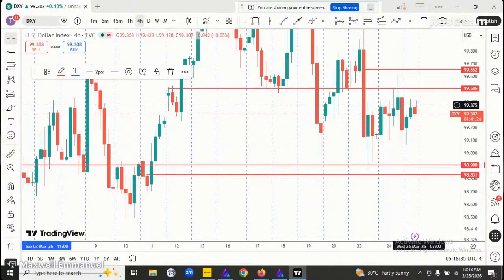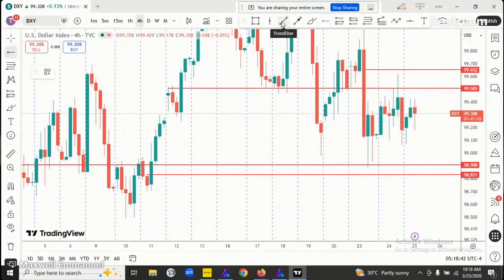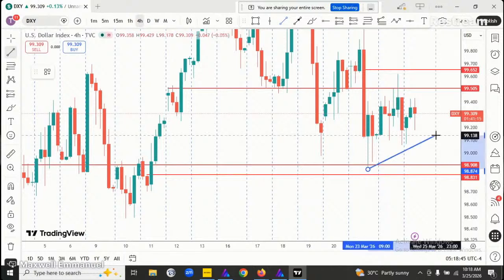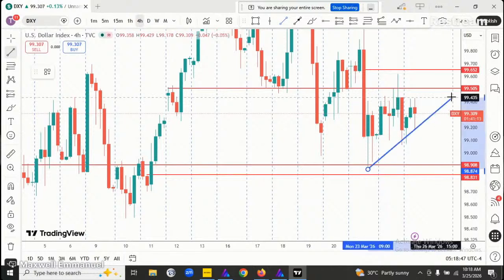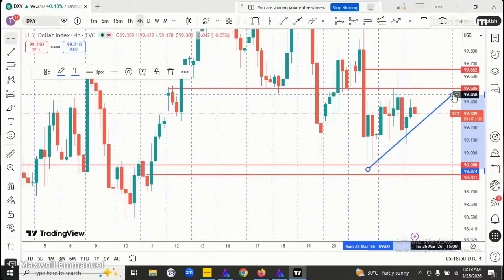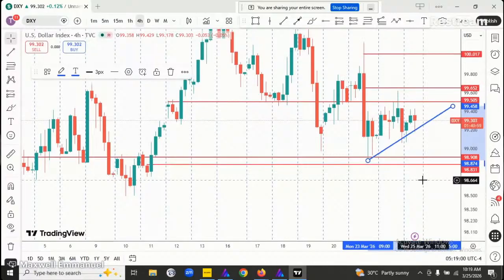I would expect the dollar to sweep this sell side liquidity it has created here. I want to see it come sweep this. Sorry, I made a mistake. I expect price to sweep all these lows, fill this gap before going bullish on the dollar. I hope that is clear.